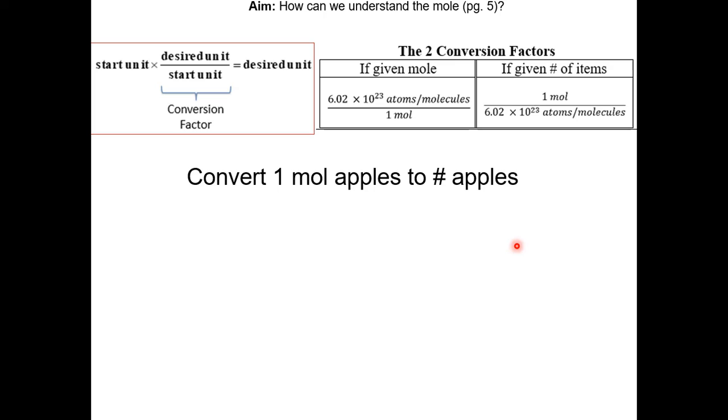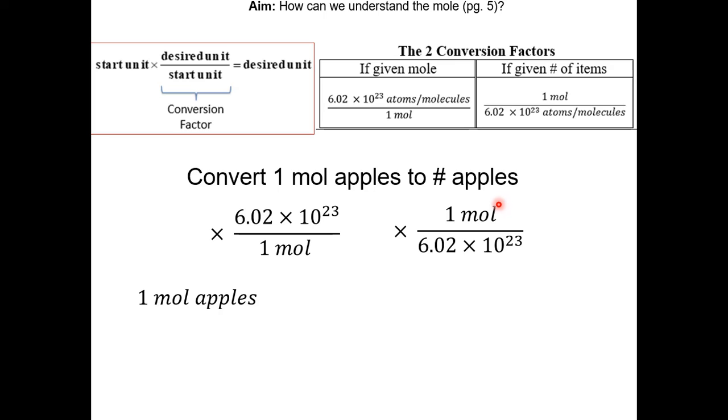In the next example, we're going to convert 1 mole of apples to the number of apples. So we're given 1 mole of apples. How many apples is that? We know 1 mole is 6.02 times 10 to the 23rd. So there are two conversion factors. Since we are given moles, we want the mole to be in the denominator. If we're given the number of items, we're going to use the other one.